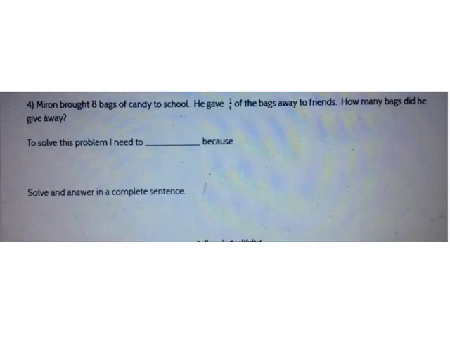Let's do another problem. Myron brought 8 bags of candy to school. He gave 1/4 of the bags away to friends. How many bags did he give away? What operation do I need to use to solve this problem? I need to multiply to solve this problem, because we are finding a fraction of a group, 1/4 of 8.